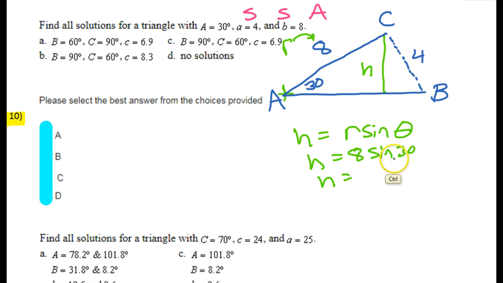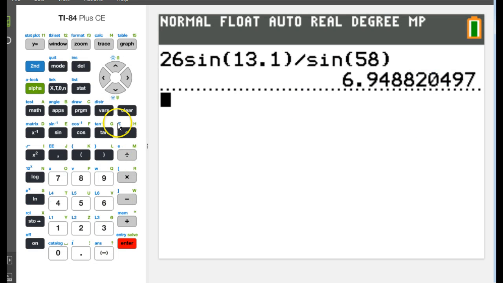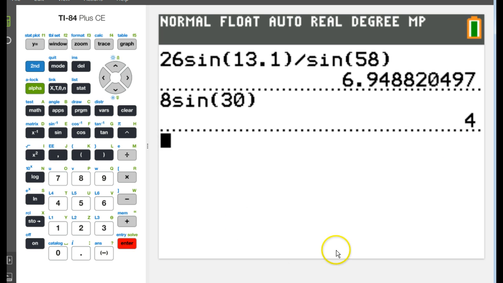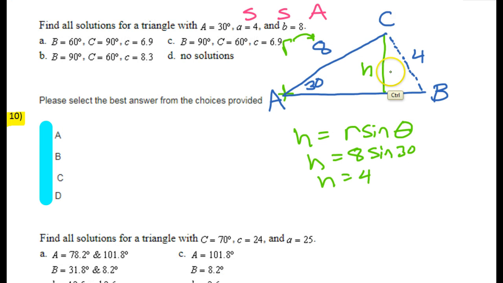So just put that in your calculator. I know that sine 30 is 1/2, so 8 times 1/2 is going to be 4. But if you did not know that, then you would have to type it in: 8 sine 30. Like I said, it's 4. Now that's very interesting, because the height is 4, so I'll put a 4 right here.